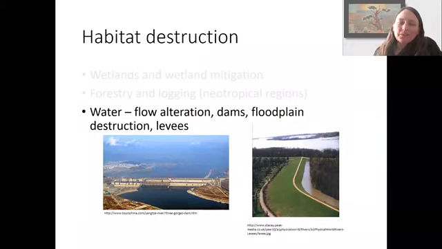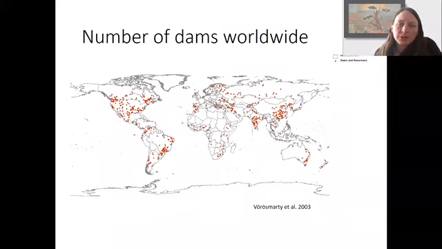Along with the issues of wetlands, we also have flow alteration, dams, floodplain destruction, and the building of levees along rivers. So we know that only 2% of our rivers in North America are undammed, and this is a further cause for amphibian declines, riverine habitat destruction. Here's just a picture of the number of dams worldwide as of 2003. Of course, each of these spots is large enough to cover a huge area, and so it just goes to show how prevalent dams are worldwide.